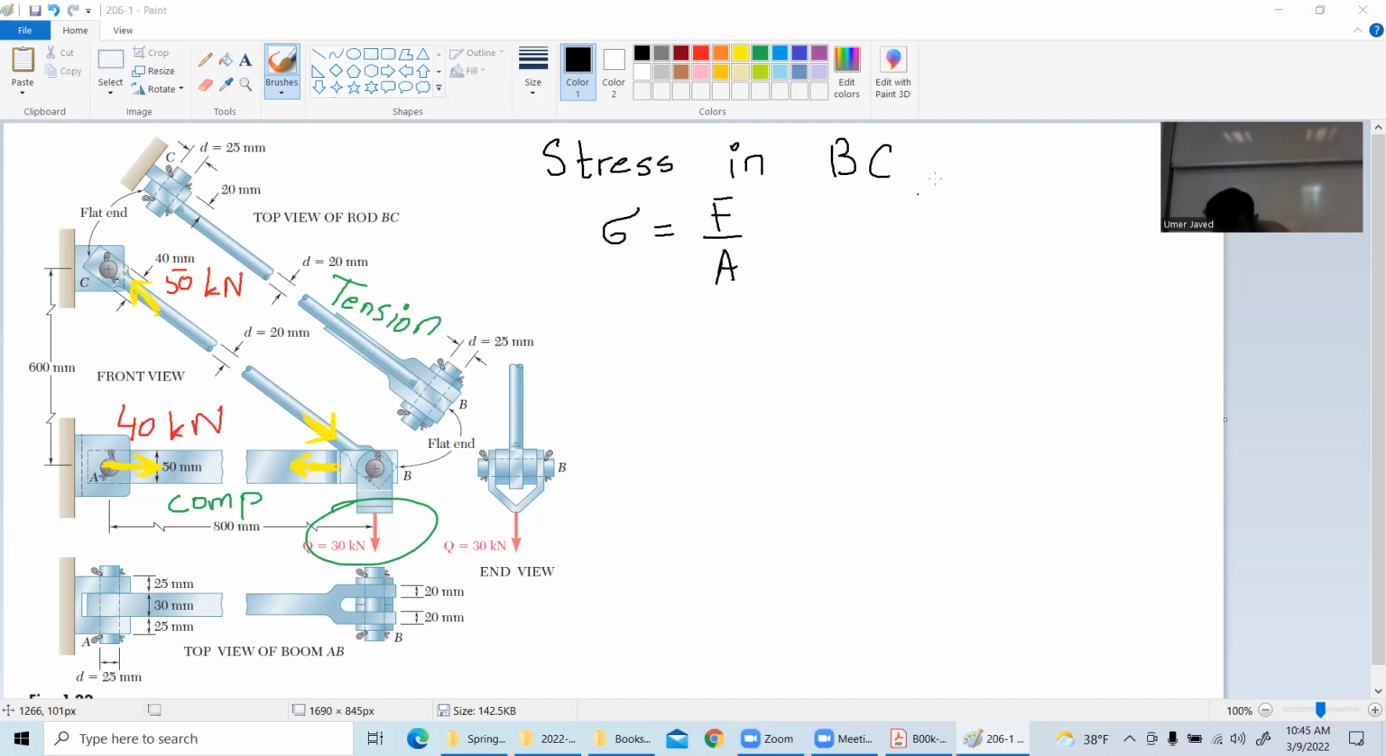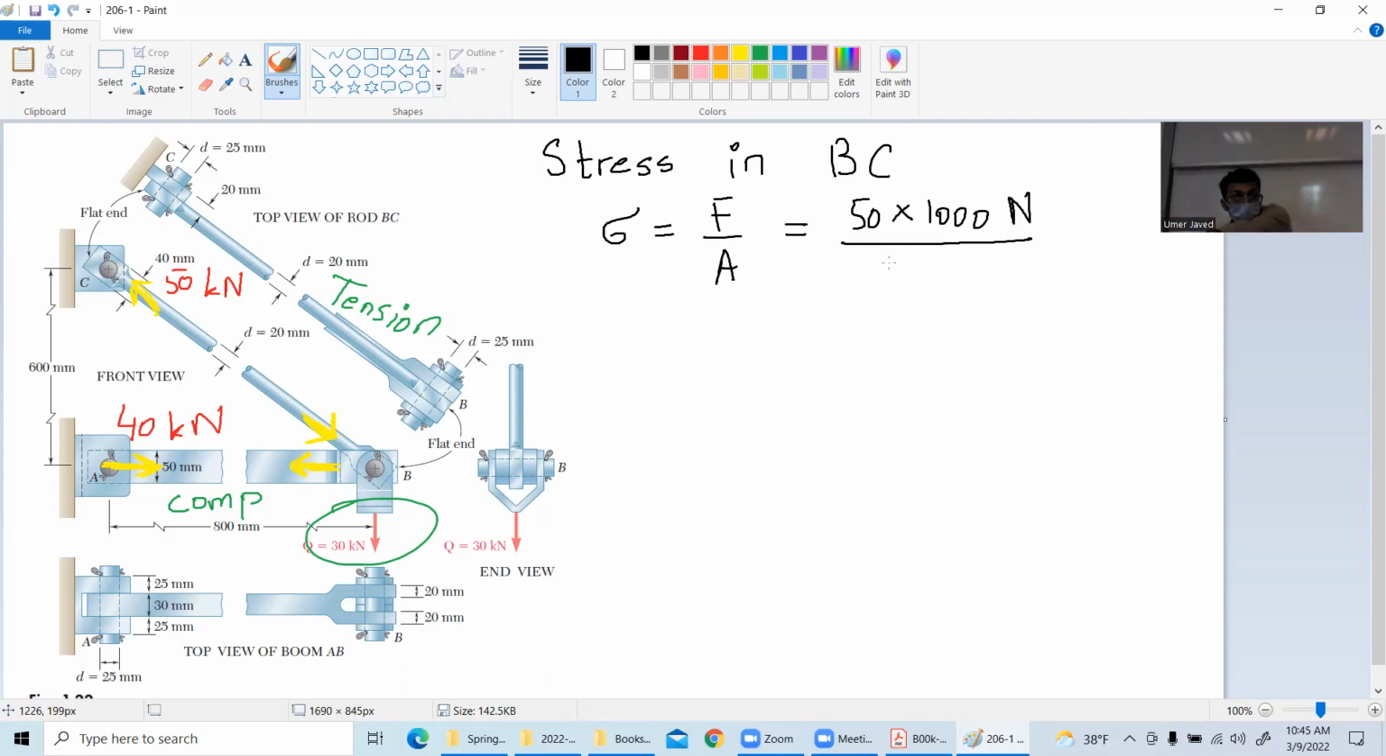Okay, now force is equal to 50 kilonewtons. Everything is fine. 50 multiplied by 1000, then there is a Newton. Then there is area. Okay, what is the area?